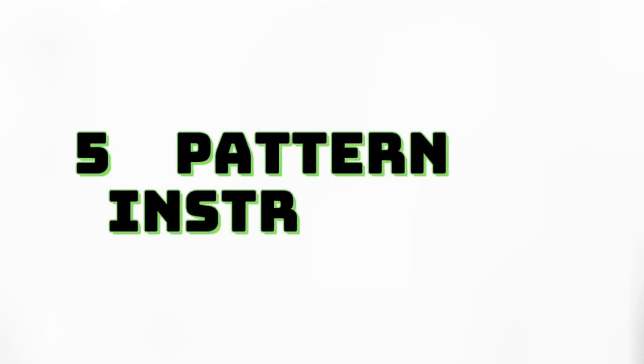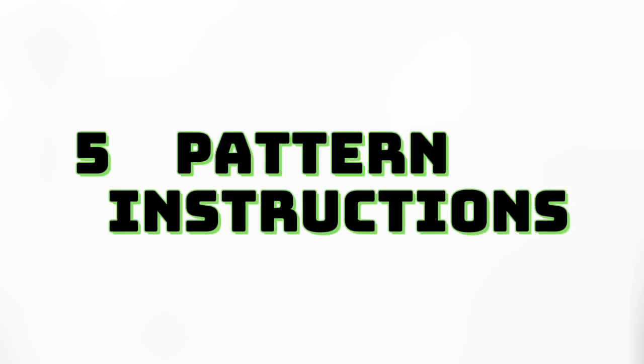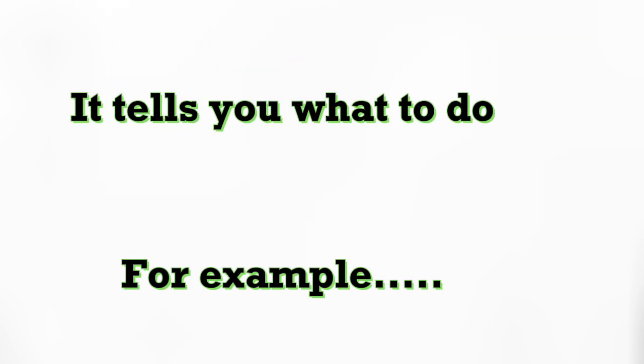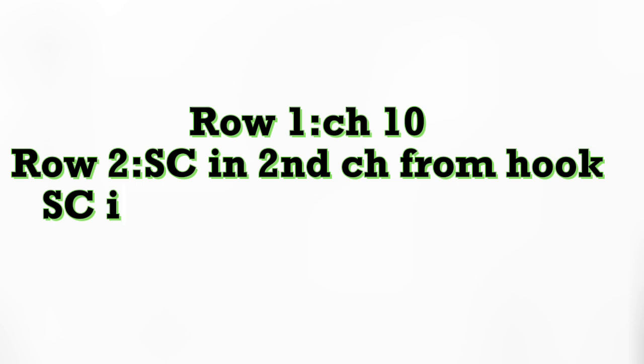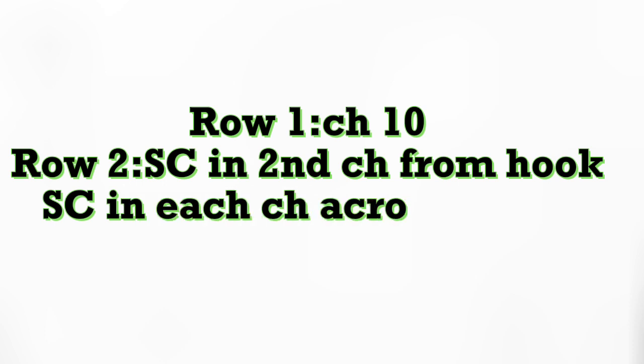The 5th one, pattern instructions. This is the main part. It tells you what to do line by line. For example, row 1, chain 10. Row 2, single crochet in second chain from hook. Single crochet in each chain across, in bracket 9 single crochet. Remember, whatever is in bracket means total stitches.